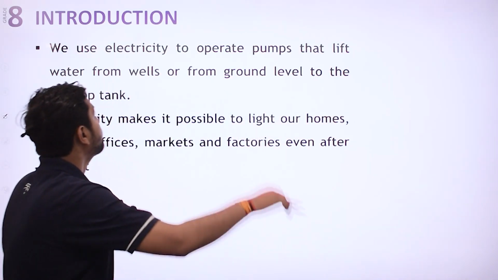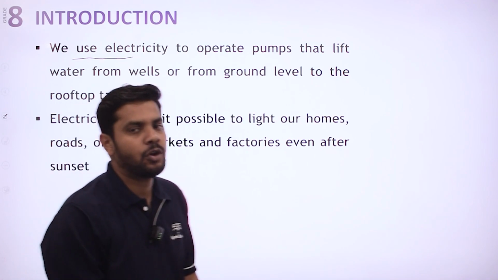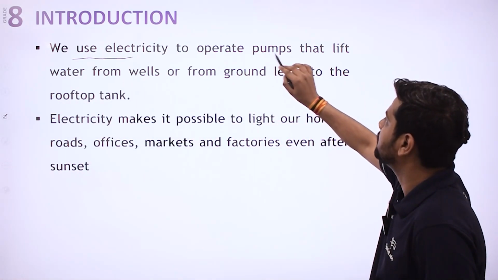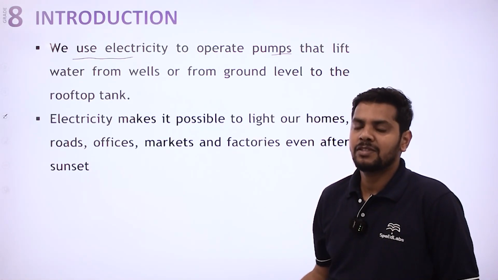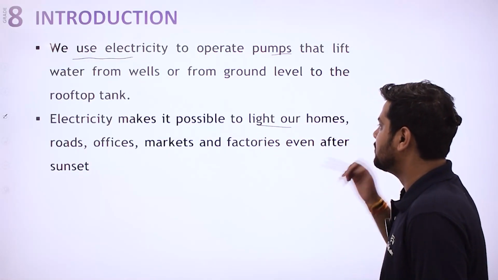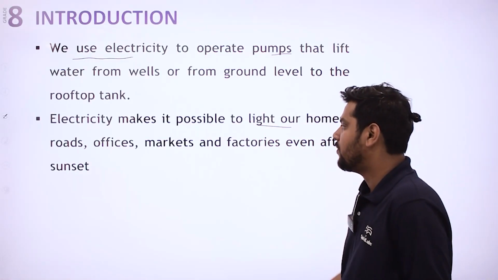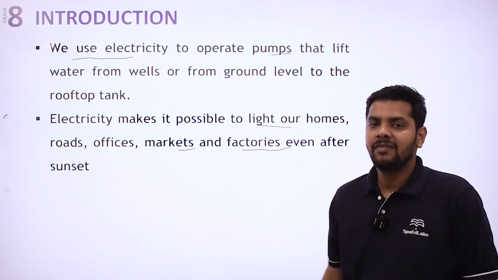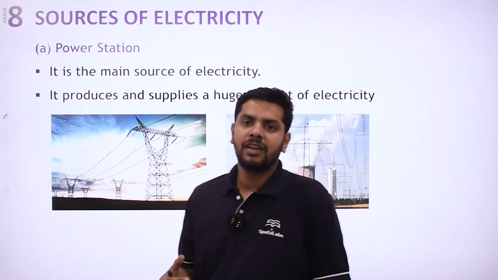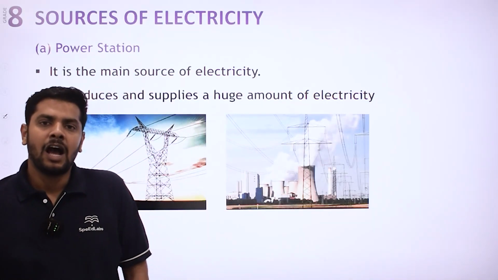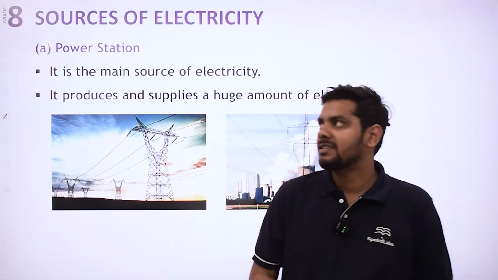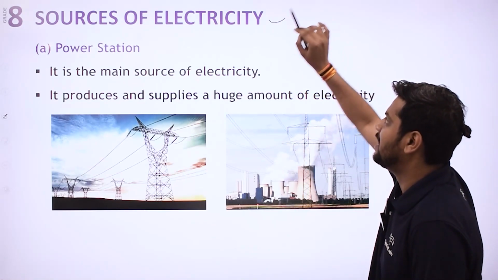Now there are sources of electricity, that part we have to talk about. First of all, the same part is written: we use electricity to operate pumps that lift water from wells, that means for borewell purposes. Apart from that, electricity makes it possible to light our homes, roads, offices, markets and factories even after sunset as well. Now the question arises: from where can we get electricity and how much electricity can we get from there? On the basis of that, this topic is named sources of electricity.